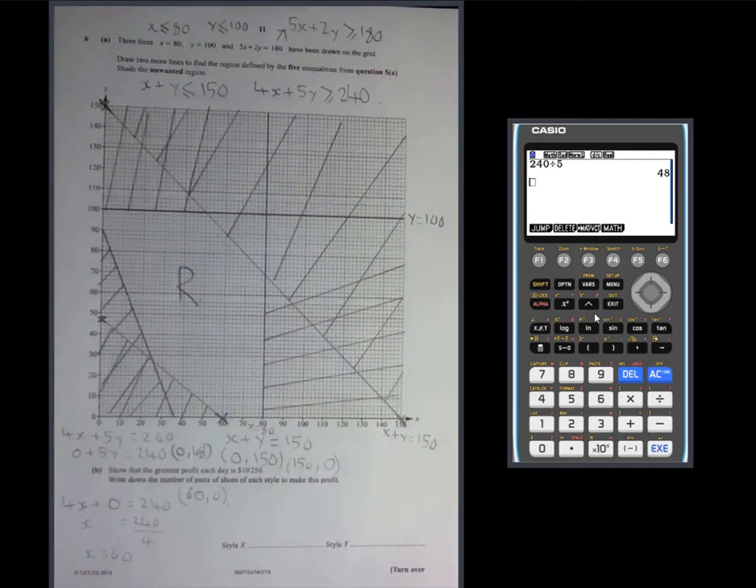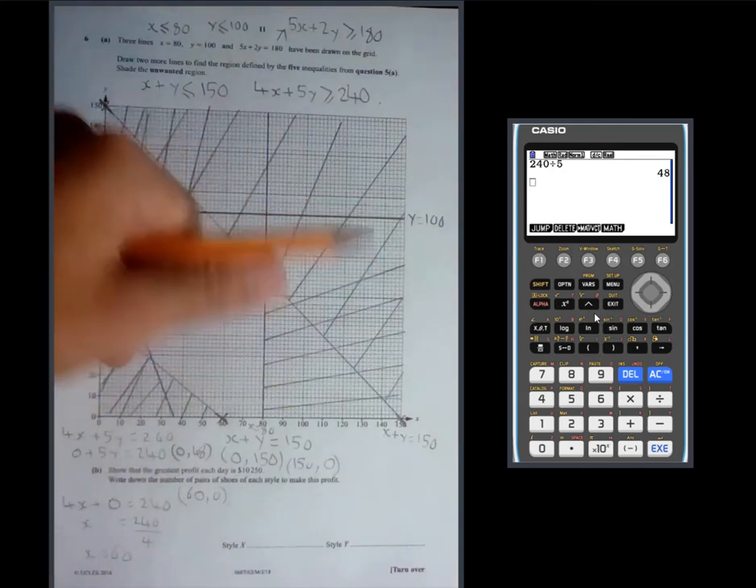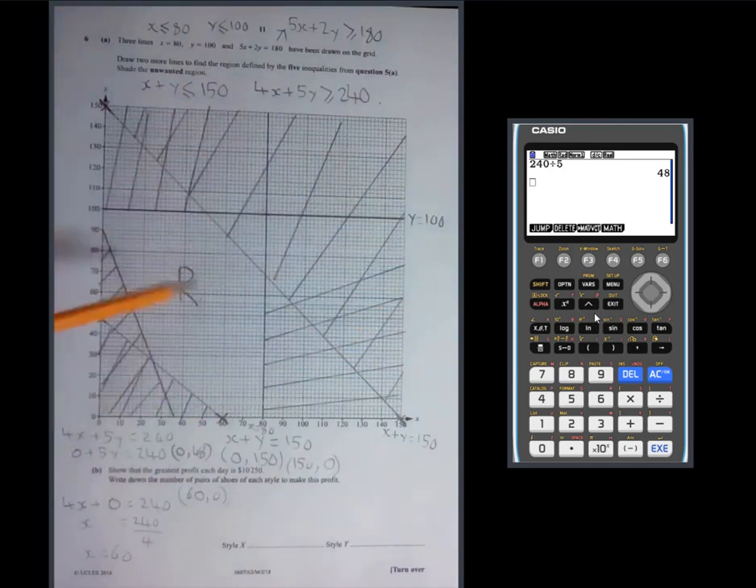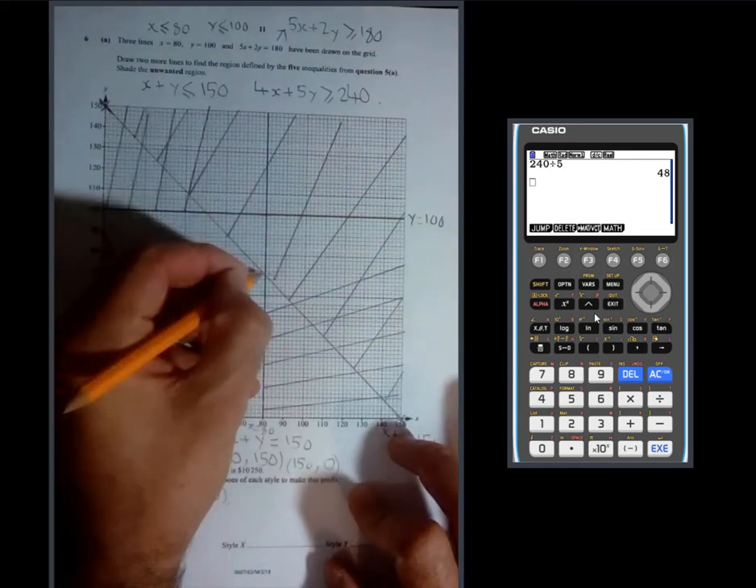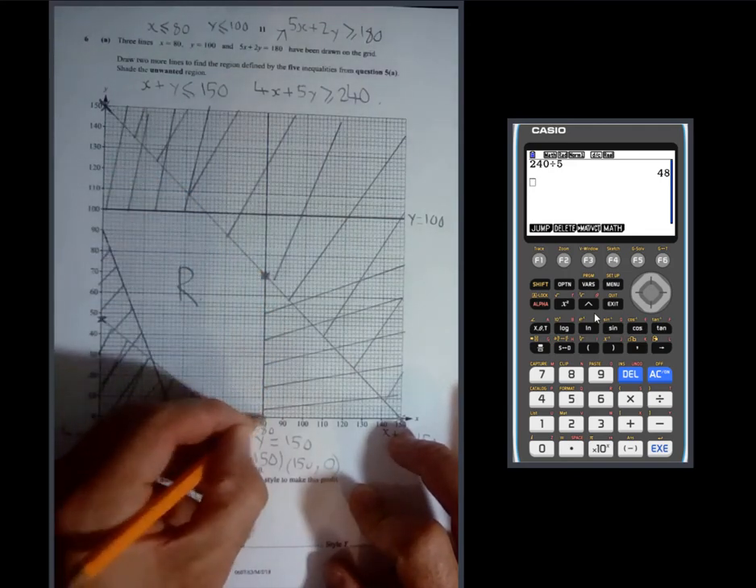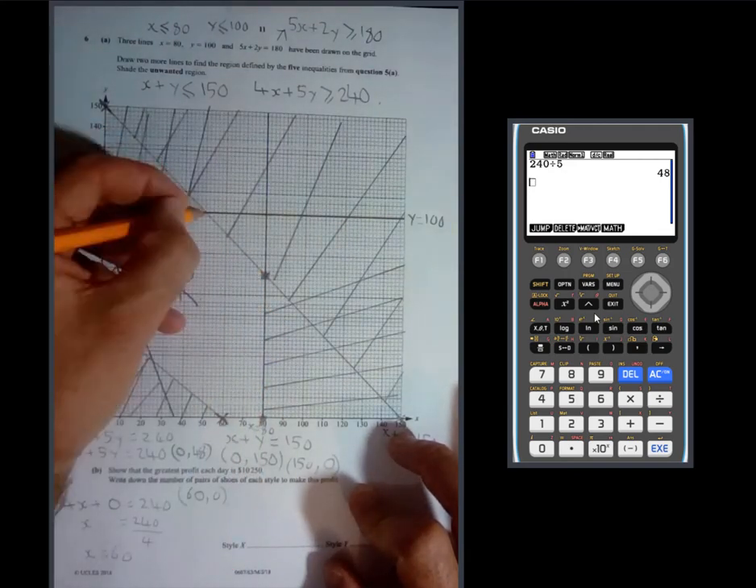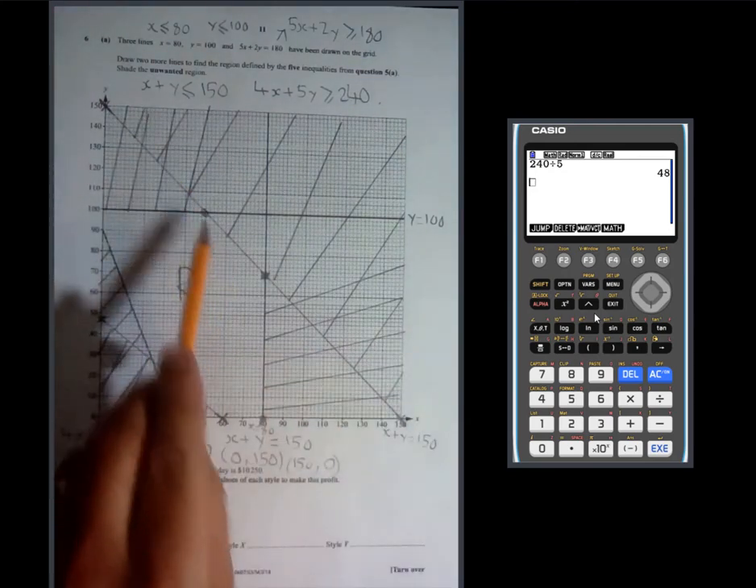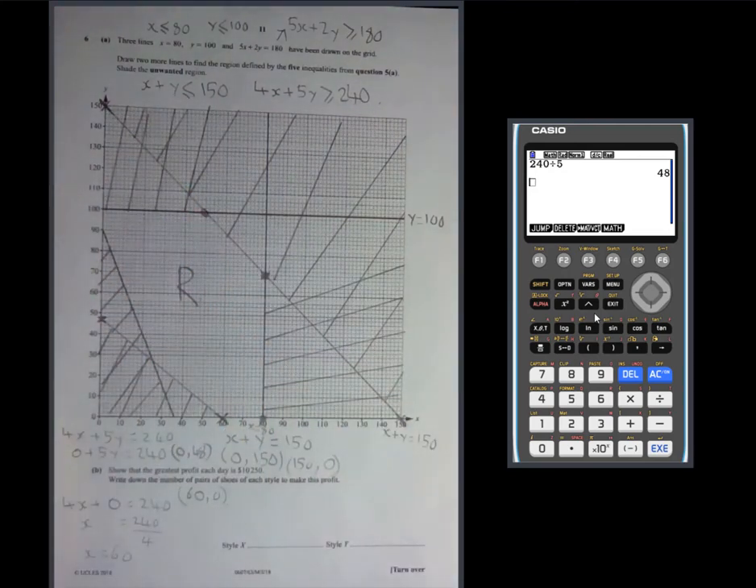In here we're only interested in the extremities of the region, so you're looking for the maximum bits. If you're looking to minimize something, you want to be on the bottom of a region, but we're looking to maximize, so we're interested probably in this point. Could be quite a good one to check, and that one maybe, and this one, but I think it's going to be one of these. So we're looking to find the sets of x and y that make this true.